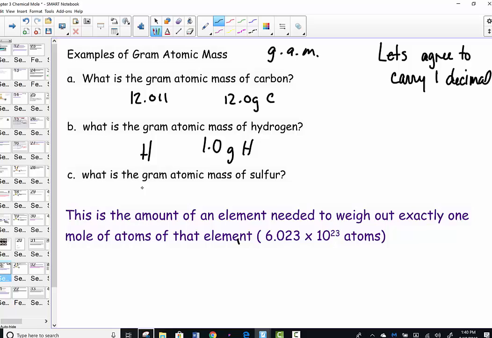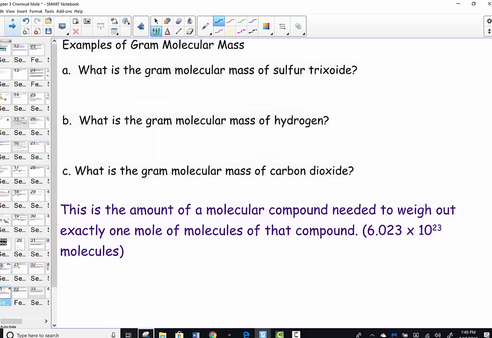And sulfur, when you see that on the periodic table, sulfur has the symbol S. It says 32.06. Rounding correctly, we should carry that as 32.1 grams. What I'm asking is that we carry one decimal so we have a common theme as we proceed in our work. So we've just written what's called a gram atomic mass for each of these elements. Keep that work going on your paper.